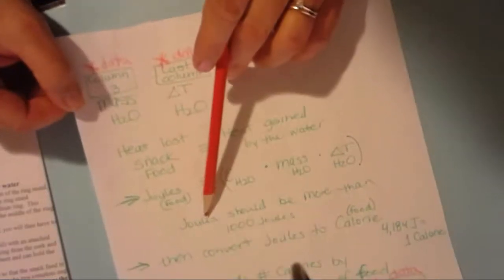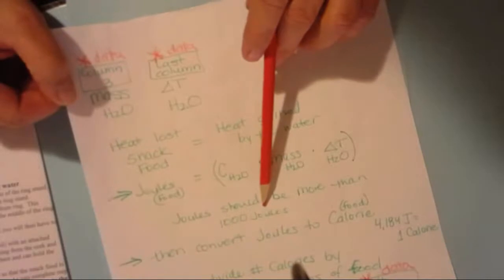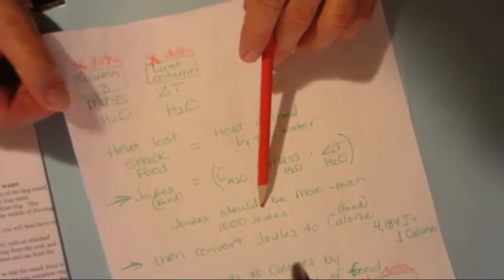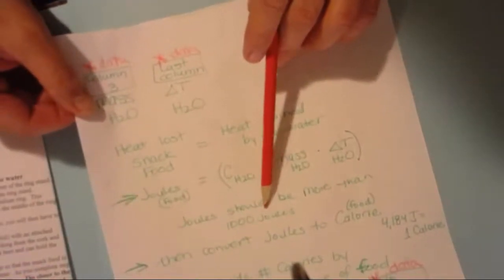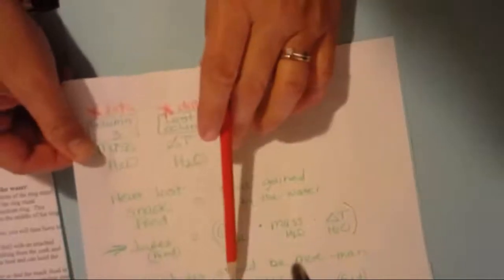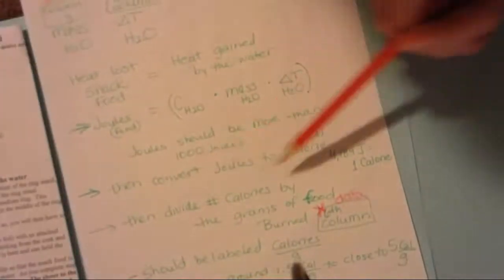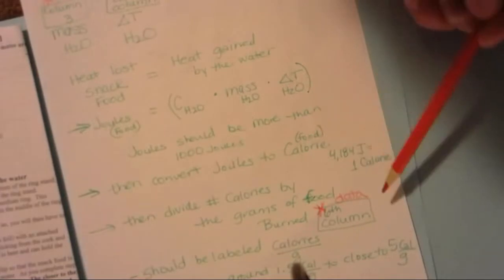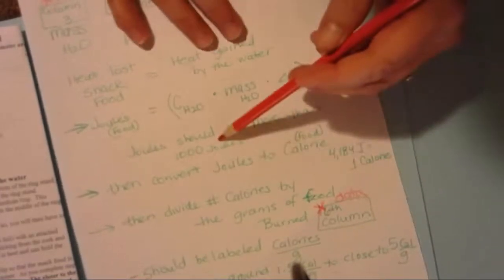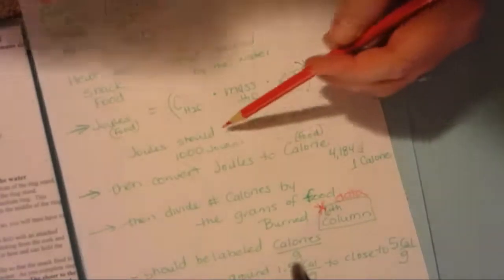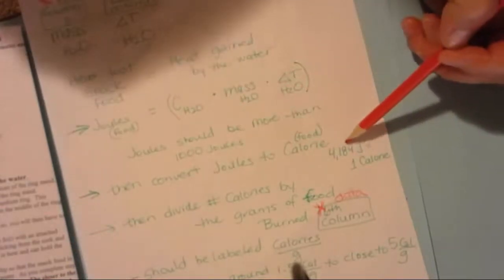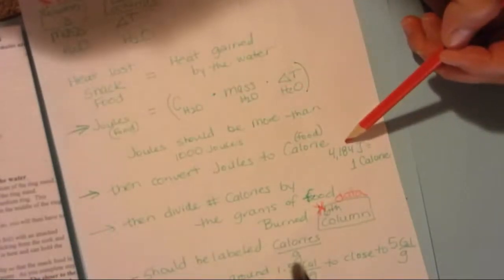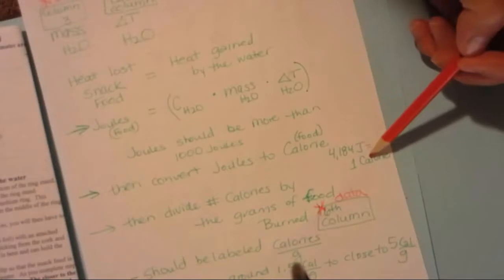And those joule numbers should be in the thousands, okay? You're then going to take that number of joules and convert that joules to calories, big C calories. So if you have 2,000 or 3,000, you're going to be dividing it by 4,184, because that will bring it down to a certain number of calories.